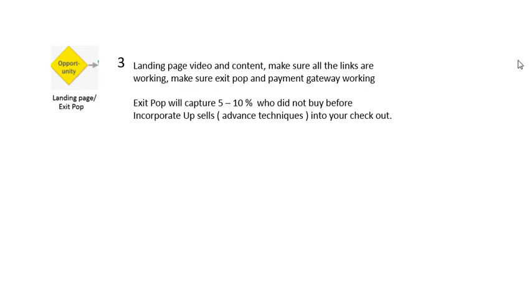Number three, the landing page, video and content. Make sure all the links are working. Make sure the Exit Pop and the payment gateway are working. A payment gateway is your solution to collecting the money. It could be PayPal, there are tons of them, I think eBay has their own. Then make sure your Exit Pop is set up properly, because that will capture 5 to 10% of the people who did not convert on your landing page. This is a technique that is extremely important.